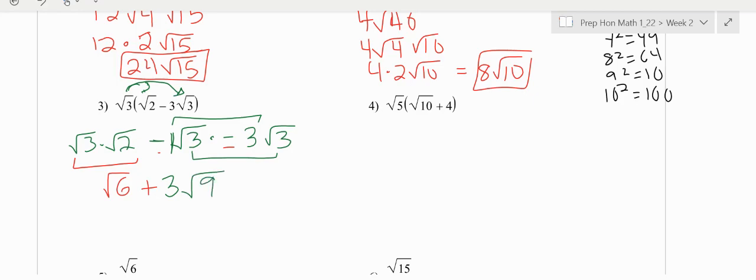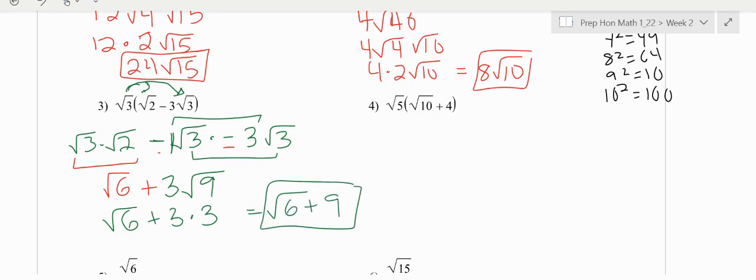And then after we distribute, we're going to see, well, can we simplify? So the square root of 6 we can't do anything with. The square root of 9, though, is a perfect square. It ends up being 3. So we have radical 6 plus 3 times 3, or radical 6 plus 9. We can't go any further because there aren't any like terms, so we would stop there.